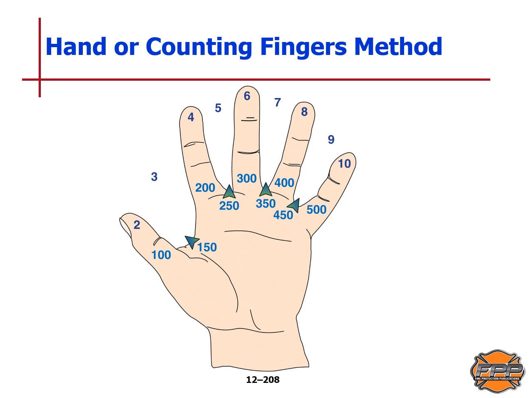Then you see successive single numbers across the top. Starting with the thumb, you have 2. You have a space between the thumb and first finger, which is 3. First finger 4, between that 5, middle finger 6, etc. And then you see the half flow gallons, 150, 250, 350, 450, between the fingers.